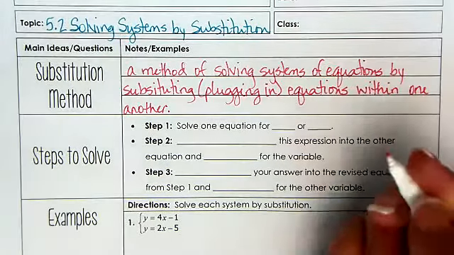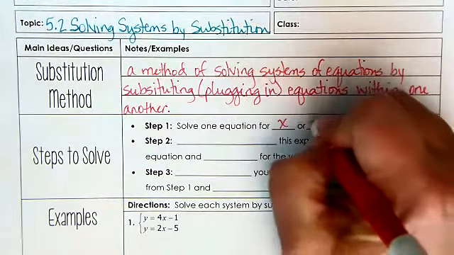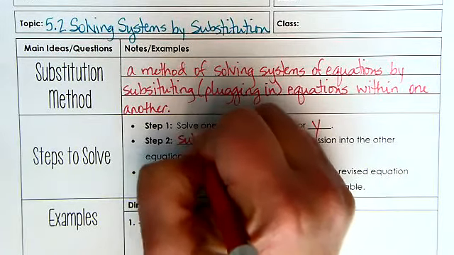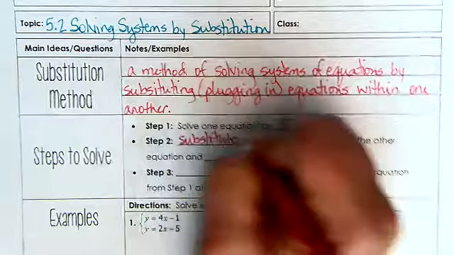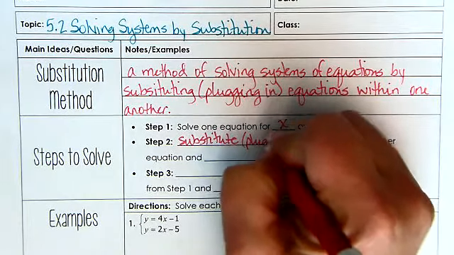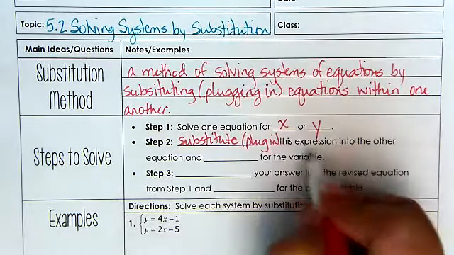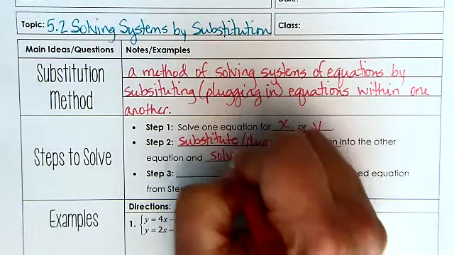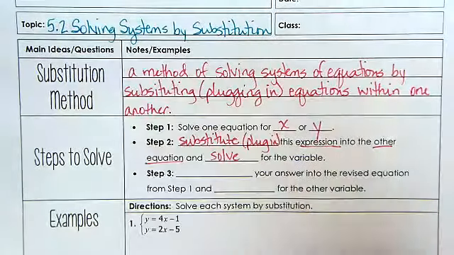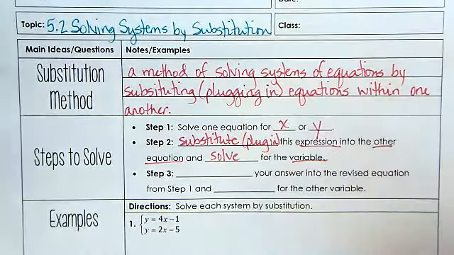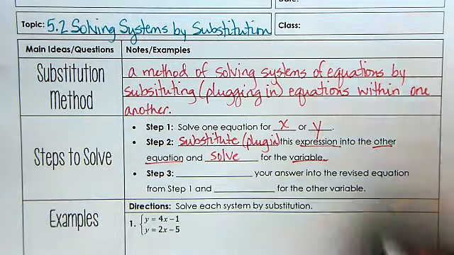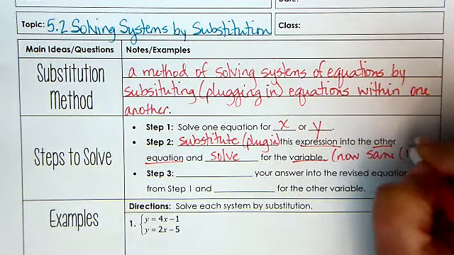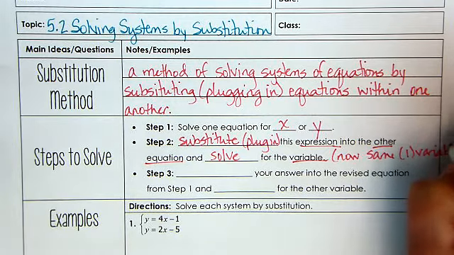Okay, so step one, solve for x or y. Step two, substitute, or plug in this expression into the other equation and solve for that variable. You should now only have one variable.